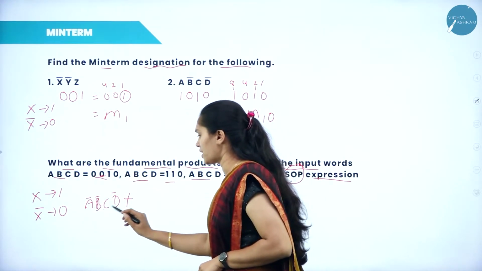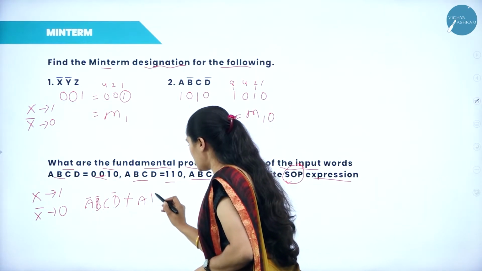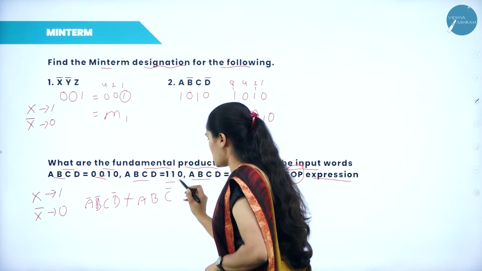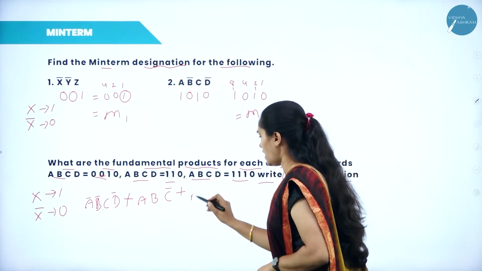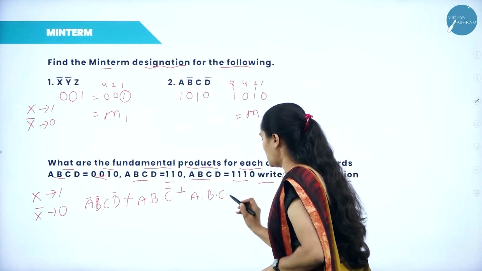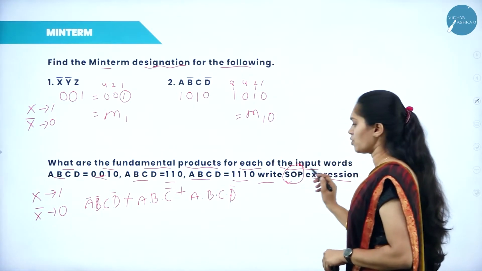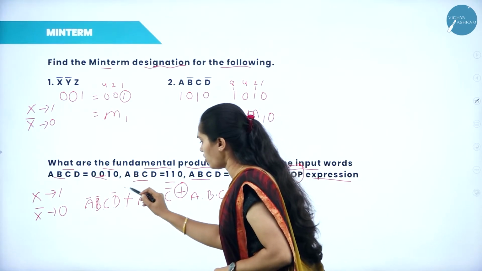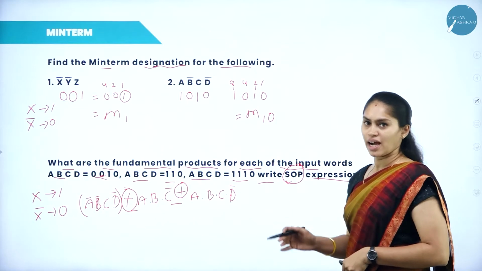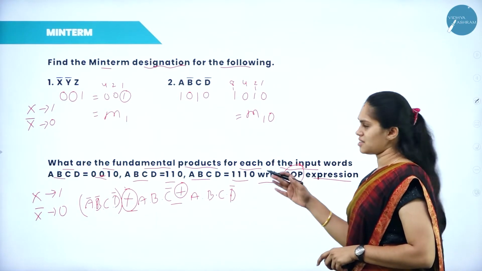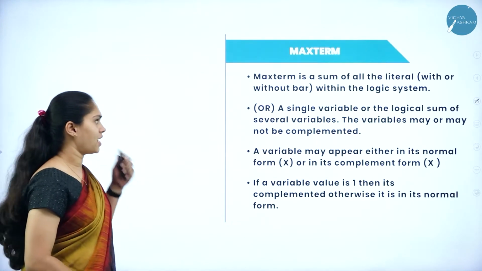Sum of products. So next, what do we have? 110. So that is A, B and C, in the place of C write C bar, plus next 11110. So that is A, B, C and for the D we have the complemented one. So we found this SOP, that is sum of products. So these are all the products, and we are performing addition, that is sum of products. This is how we are going to find the minterm values. We'll see the next one, that is related to maxterm.